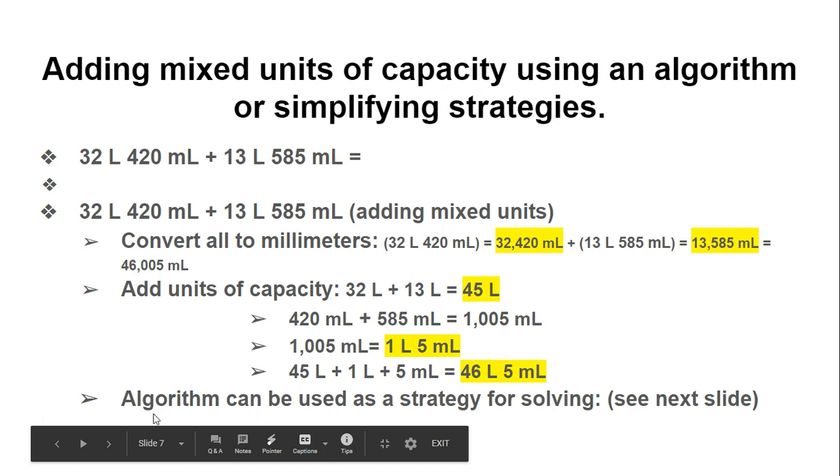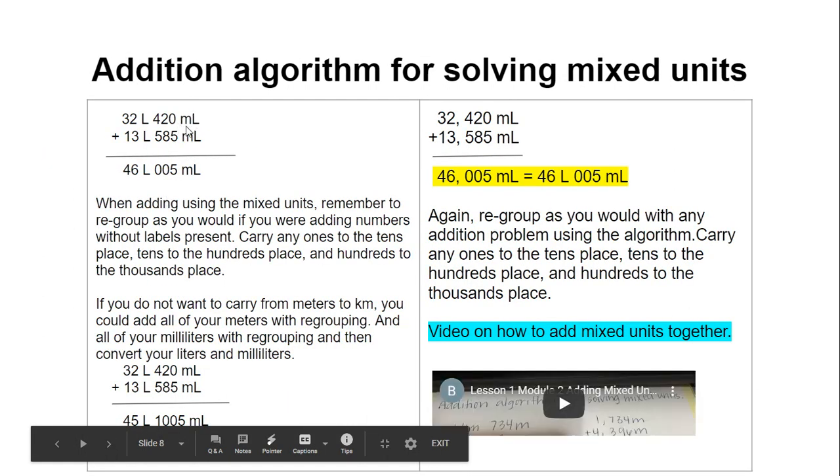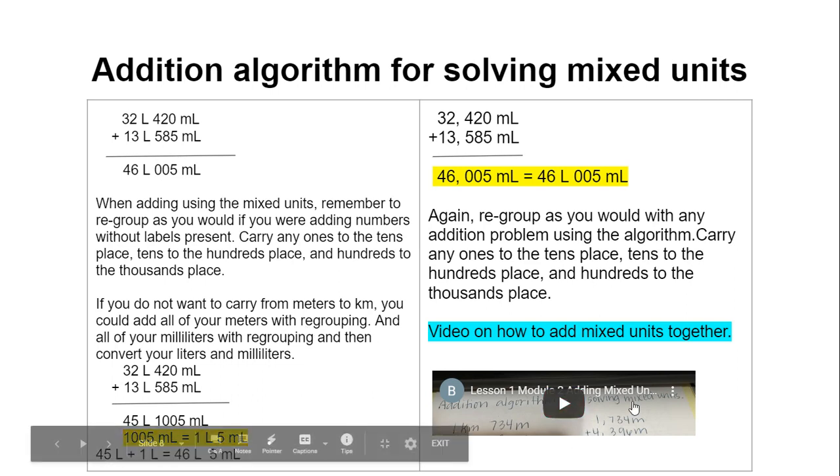I can also use the algorithm as a strategy, making sure that I line up my milliliters and my liters, adding place value: ones, tens, hundreds, thousands, and 10,000s. I can convert all to milliliters and add. I can use separate units, so adding just my liters together, then my milliliters, then converting in the end. And again, you have an embedded video to show how to solve each.